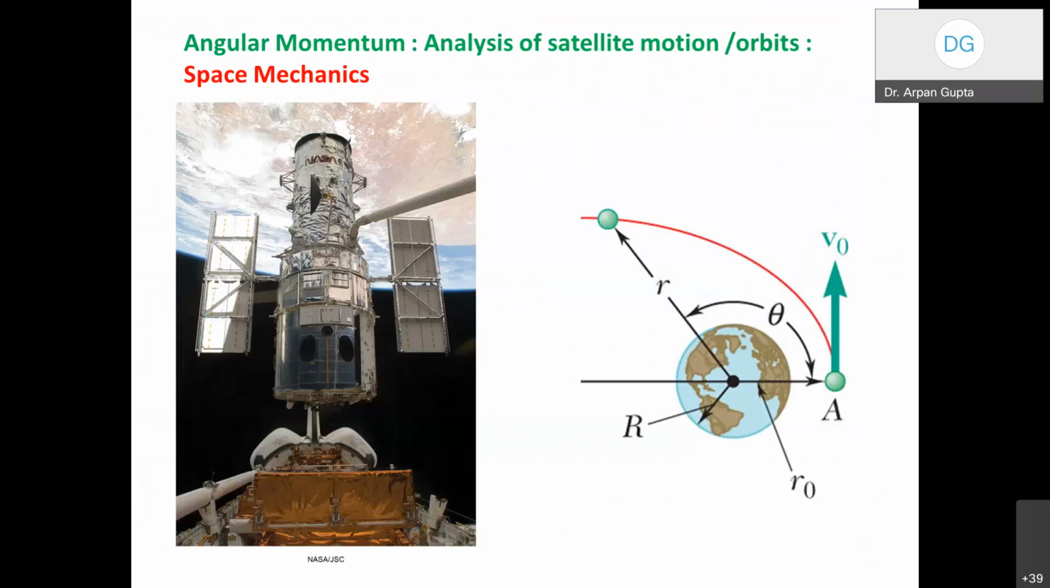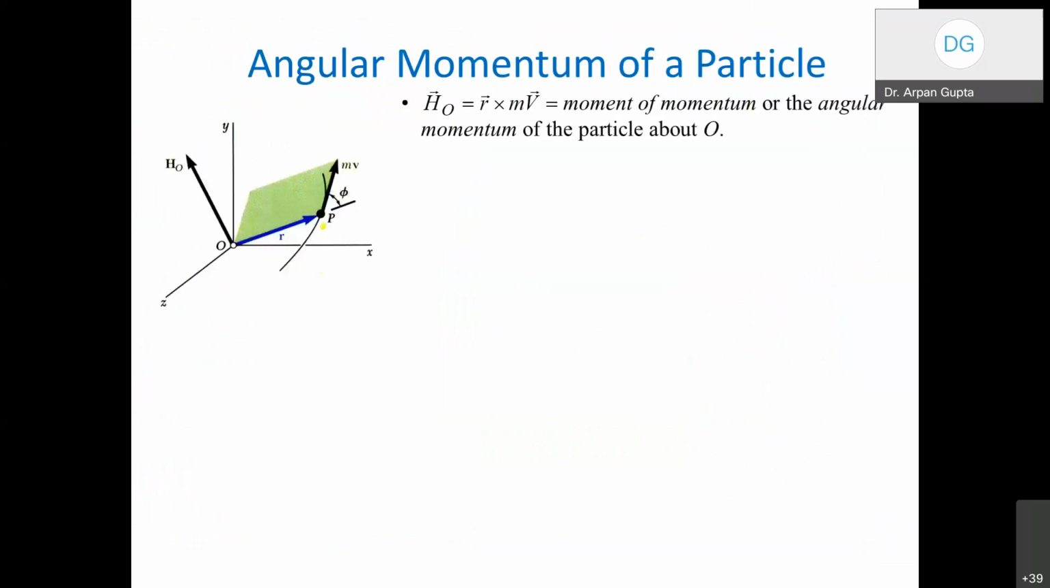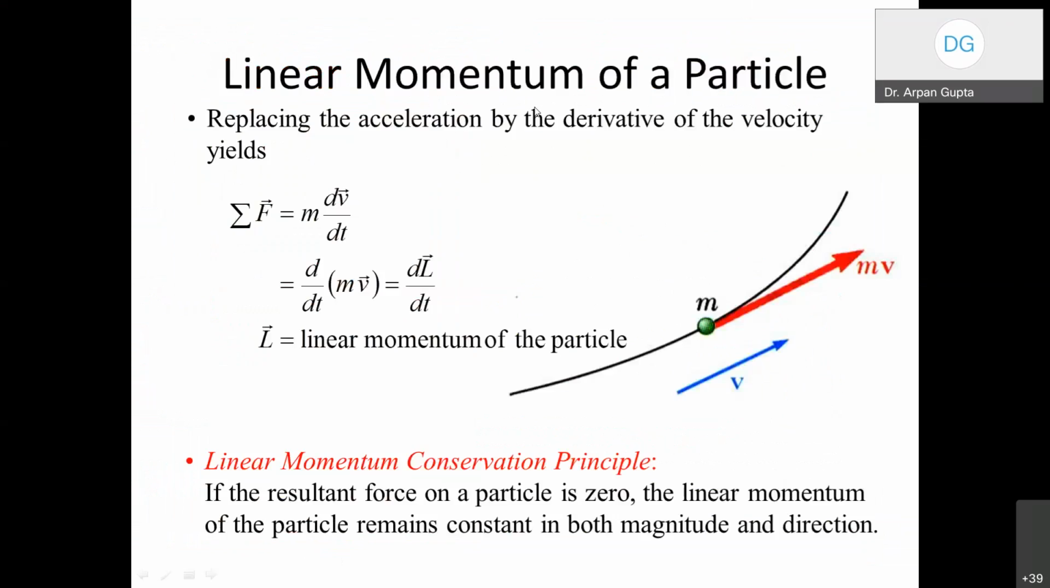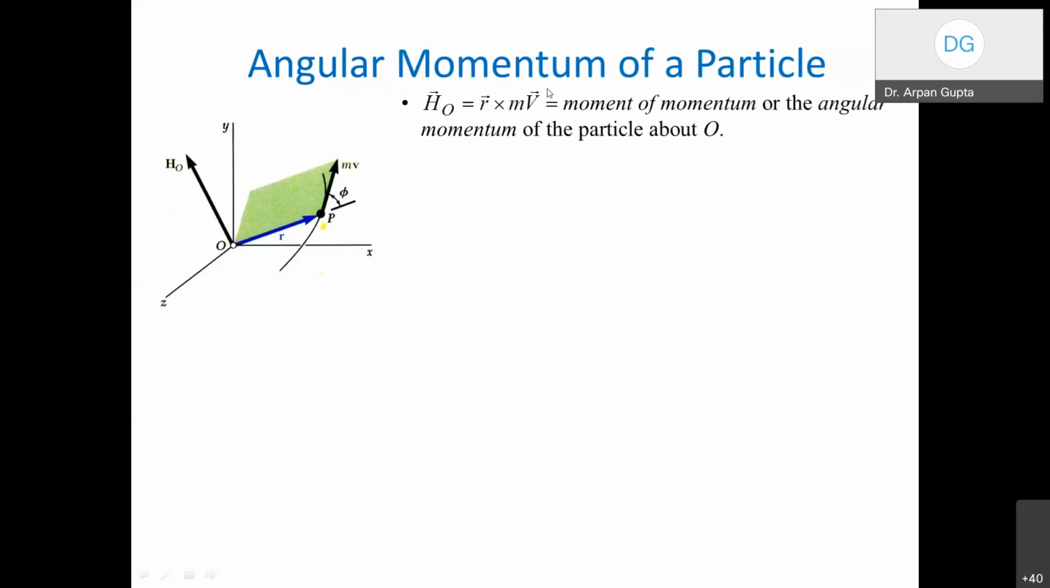So we talked about linear momentum, and now we start with the concept of defining angular momentum. As you might already know, angular momentum is defined by r cross the linear momentum. If we call the linear momentum L, it is r cross mv, the angular momentum, which is also called the moment of momentum.